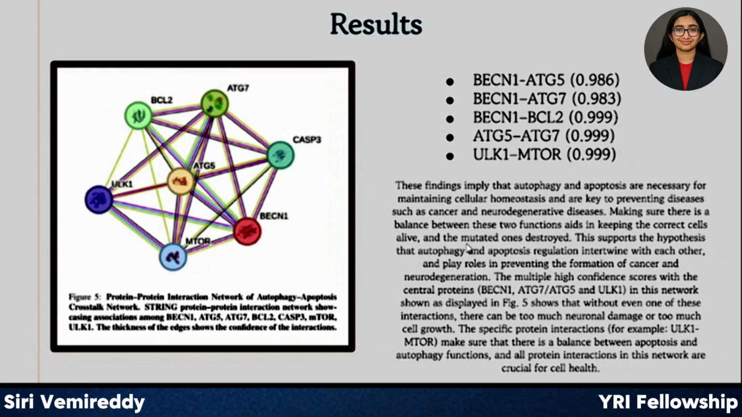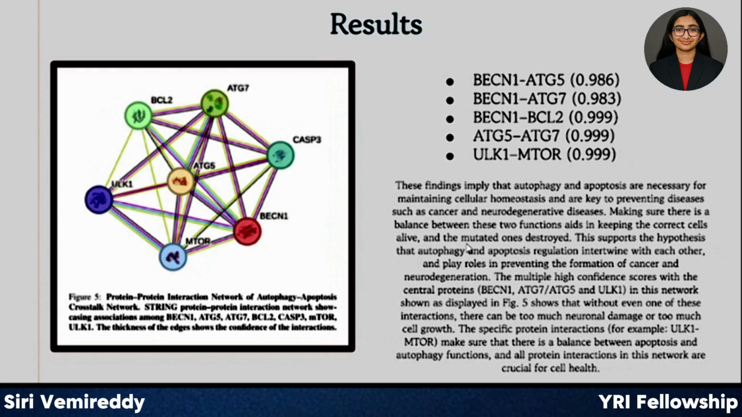mTOR, and ULK1. And these findings can help imply that autophagy and apoptosis are necessary for maintaining cellular homeostasis, and they're key for preventing diseases such as cancer and neurodegenerative diseases. And making sure that there is a balance between these two functions aids in keeping the correct cells alive and the mutated ones destroyed. It supports the hypothesis that autophagy and apoptosis regulation intertwine with each other and play roles in preventing the formation of cancer and neurodegeneration.